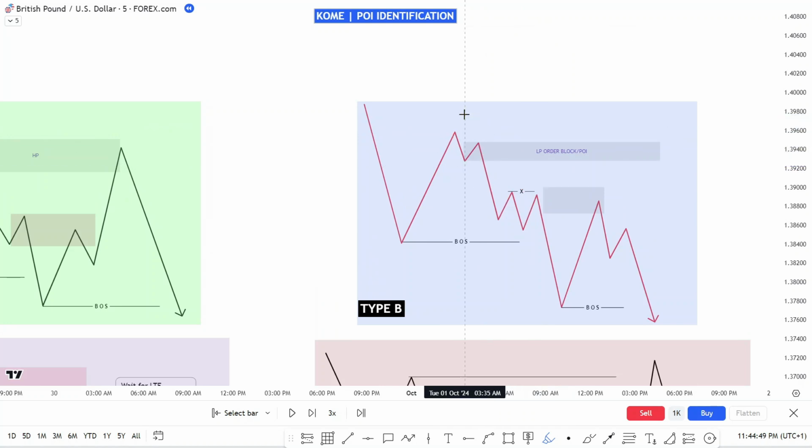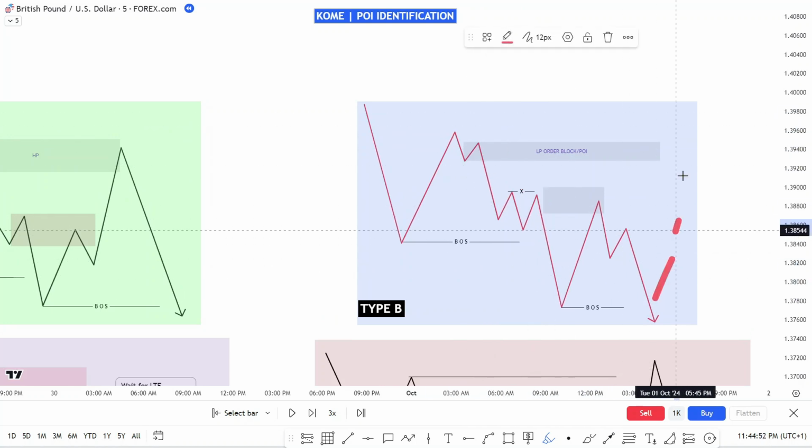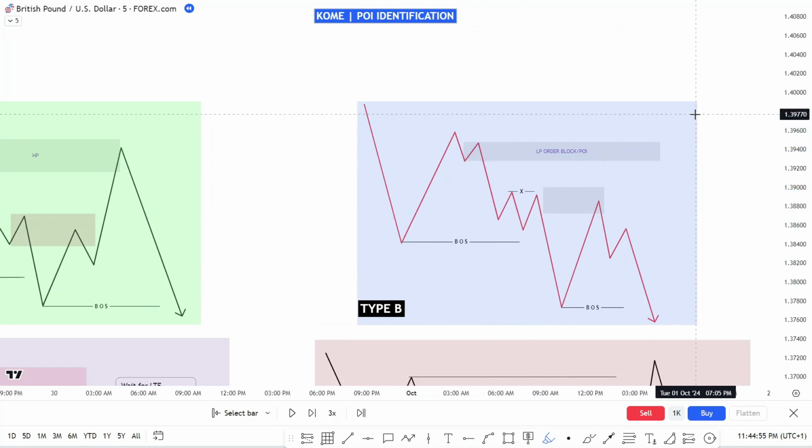So if price comes like this, price might likely take the two. No, not accurate. Pay attention. I'm going to show you this exact example in one of the diagrams, probably the type D diagram. All right, so let's continue.